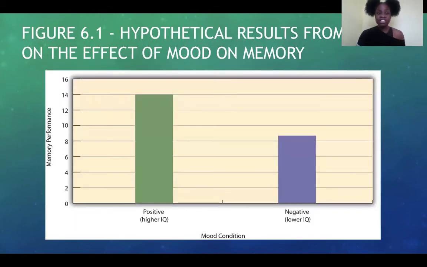Okay. Figure 6.1, the hypothetical results from a study on the effect of mood. You can actually find this figure on page 102. And again, you can pause right here, okay? So figure 6.1 shows the results of a hypothetical study in which participants in a positive mood, the green, scored higher on memory tasks than participants in a negative mood, okay? As you can see in the green, the positive mood, participants scored a 14 on memory performance, whereas those in a negative mood scored about a 9 on memory performance. Good? So some takeaways quickly before we move on to the second section of our text.